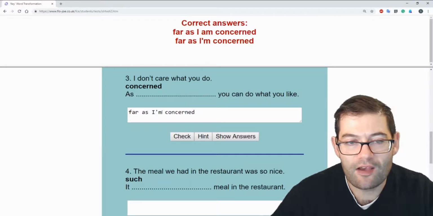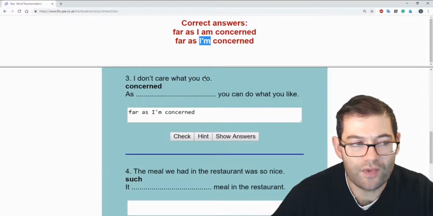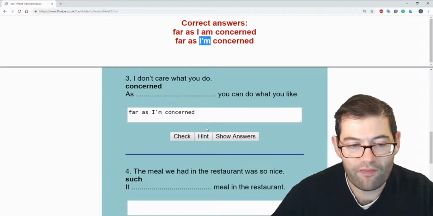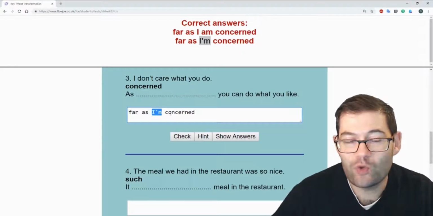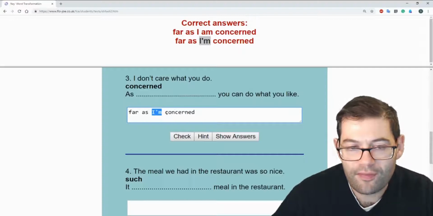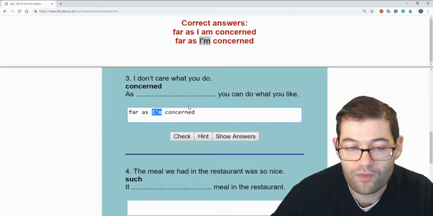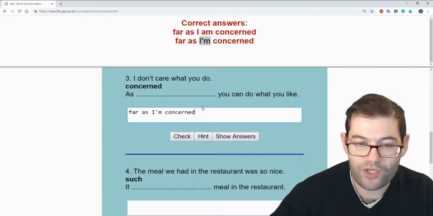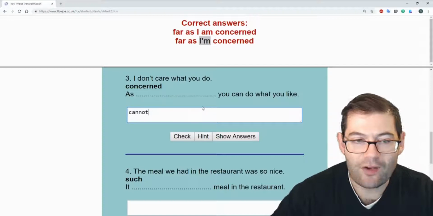You can see here that I'm using the contracted form, and the contracted form is in the answer as well. What we've got to be careful of, however, is that a contracted form counts as 2 words. Not 1 word, 2 words. So don't think that if you use a contracted form, it is just 1 word. It's not, it's 2 words. The only contracted form which counts as 1 word is cannot.